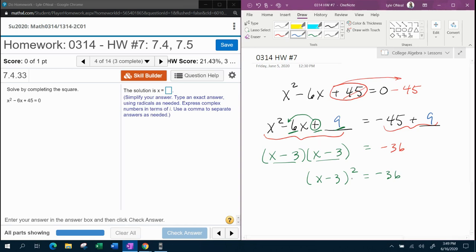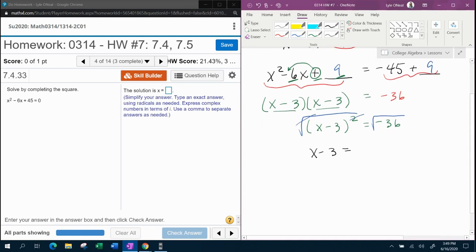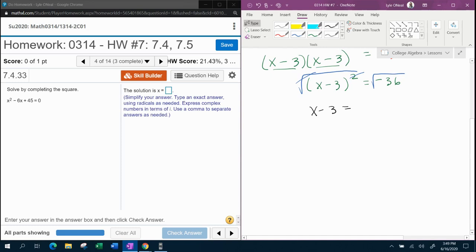And now what I want to do is I want to get rid of the squared. To get rid of a squared, you take the square root. Whatever I do to one side, I have to do to the other. And a square and a square root cancel. So that's going to leave me x minus 3. But on the other side, I have the square root of negative 36.